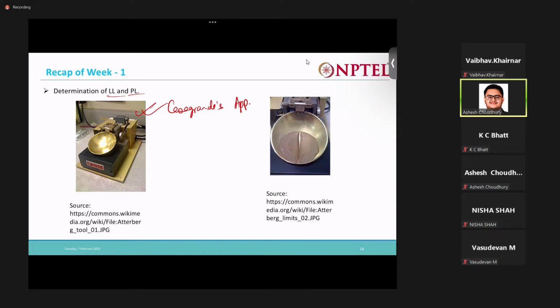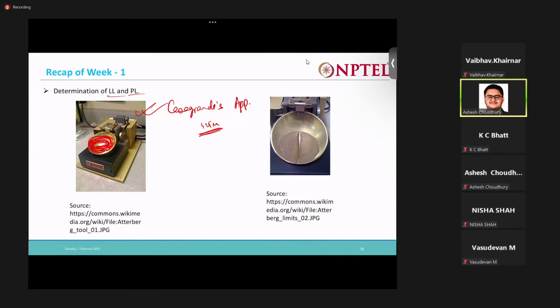Here we take a certain amount of soil. The soil should be passing through 425 micron. Please check this number; as far as I remember, this is 425 micron. A certain amount of soil passing through 425 micron is taken, and we put some water in it and make a paste, and we fill this apparatus here.